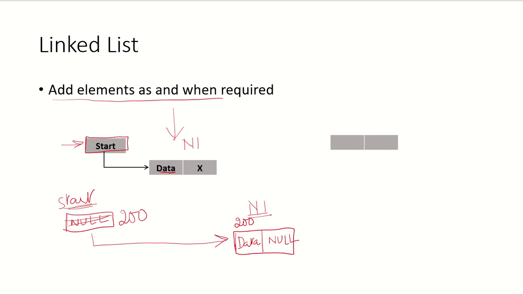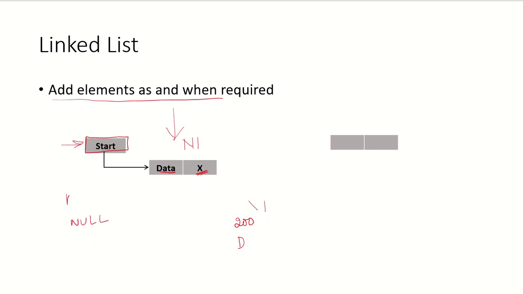Since this is the only node, and it is the first and the last node, it is not pointing to any other node, so it is currently holding a value of null. Now if I want to add more elements to this linked list, then I will have to create another node.